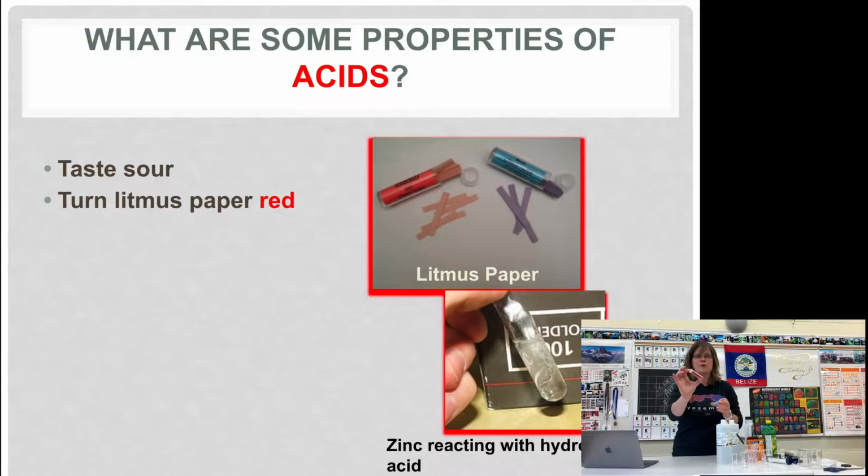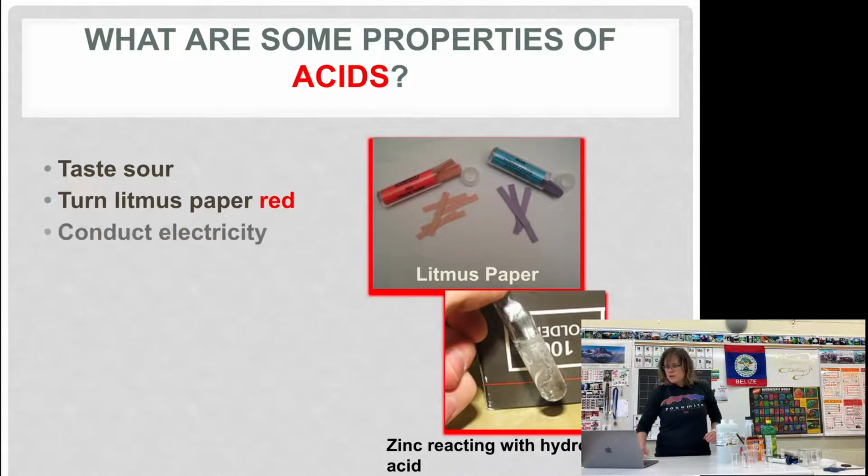Red litmus paper stays red in acids and turns blue in bases, and blue litmus paper turns red in acids and stays blue in bases. So B is for base. Just remember that: red is acid, B is for base. I'll show you these in a second, but if it's a base, it's going to turn blue because it starts with the letter B. Okay? Cool, so we know that.